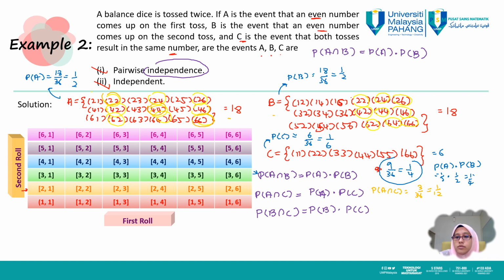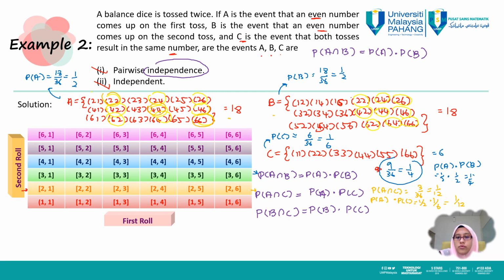Okay, how about P(A) times P(C)? P(A) is 1 over 2, P(C) is equal to 1 over 6. So we have 1 over 12. So it is the same thing for P(A intersect C).